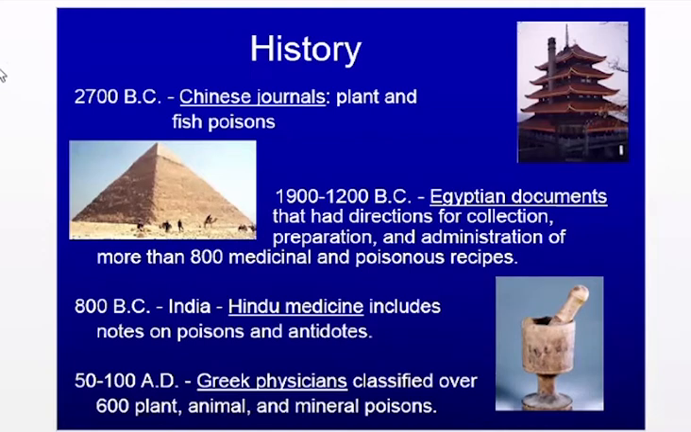So more than 800 medicinal and poisonous recipes have been described. By 800 BC, in India, in what is known as Hindu medicine, they also noted a lot of poisons and antidotes. Antidotes are just chemicals that are used to neutralize the poisons. Then by 50 to 100 AD, one of the Greek physicians classified over 600 plants, animals and mineral poisons, which plants were poisonous and which ones were not poisonous at all.